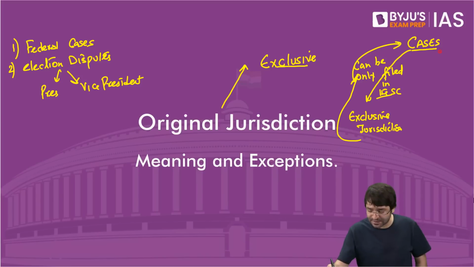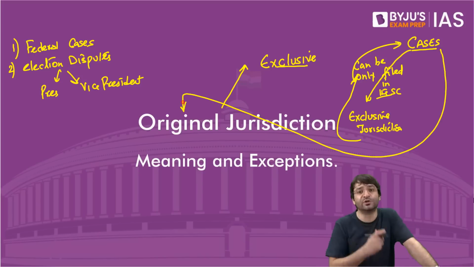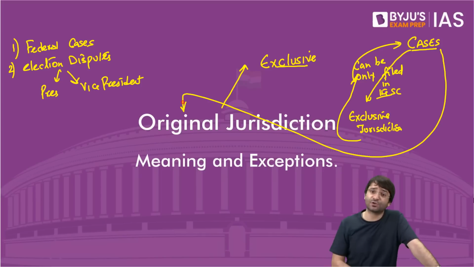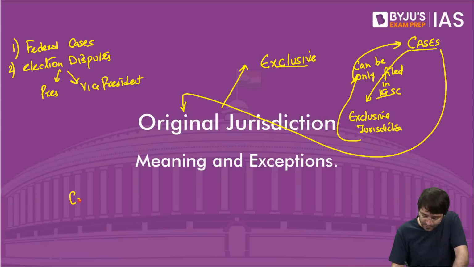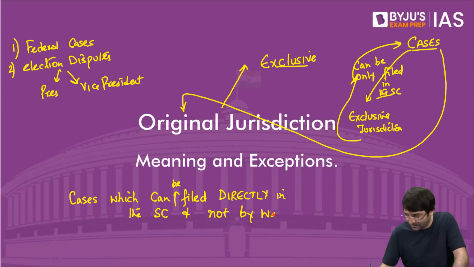Then we say on some cases, the Supreme Court has original jurisdiction. What is this original jurisdiction? Those cases which can be filed directly in the Supreme Court and not by way of an appeal.